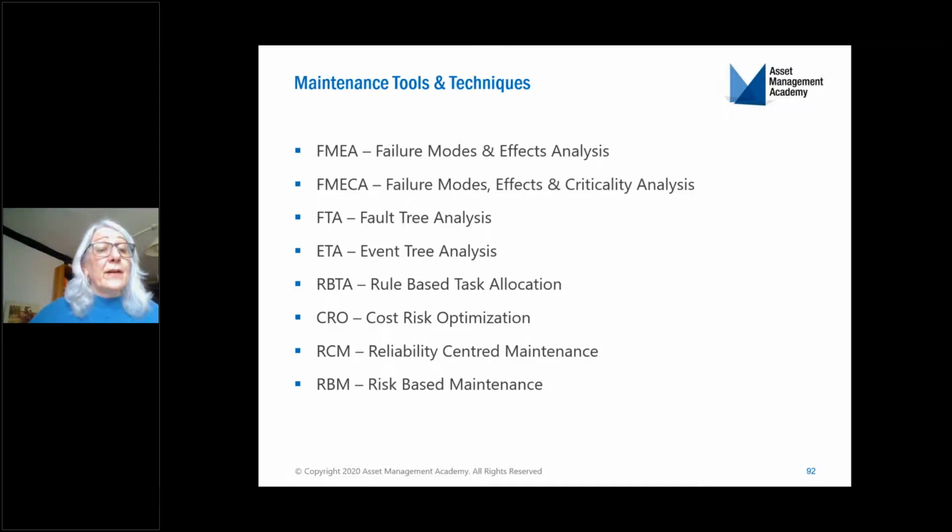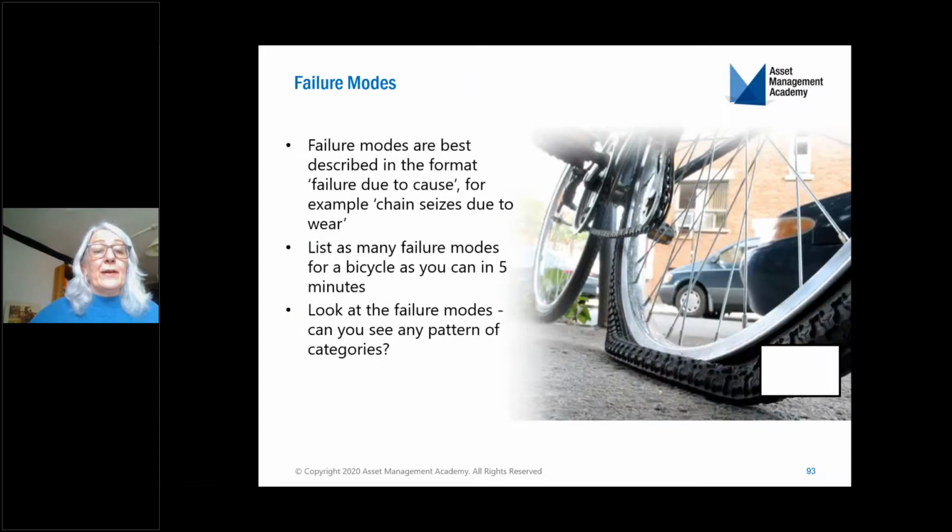So I'm going to ask you to consider for a minute how we actually do this. We're going to go back to our old friend, a bicycle. And this time, I want you to look at failure modes, which is failure due to, for root cause analysis, failure due to a particular cause. For example, chain seizes due to wear.